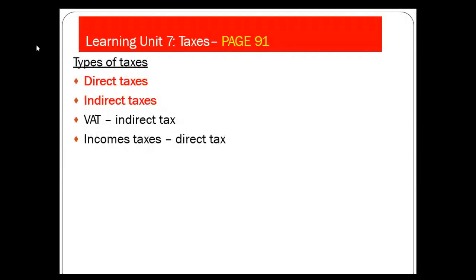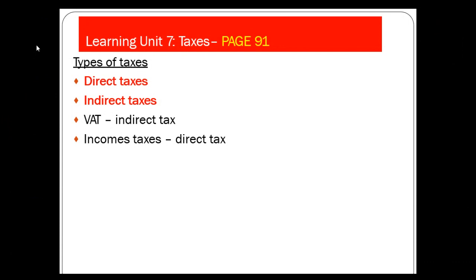I just want us to quickly go through this section, which is learning unit number 7, taxes. As you know, in South Africa, our South African government generates revenue mostly in the form of taxes. So I'm just going to touch on a few types of taxes, not all of them, but the basic ones. We have the direct taxes and the indirect taxes.